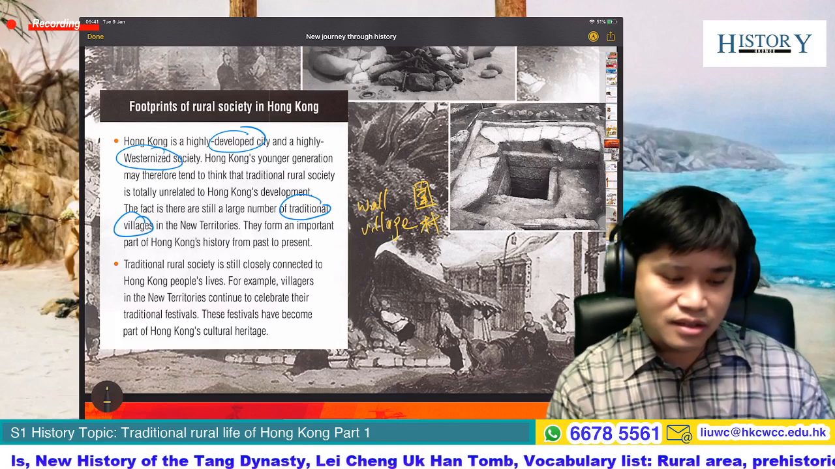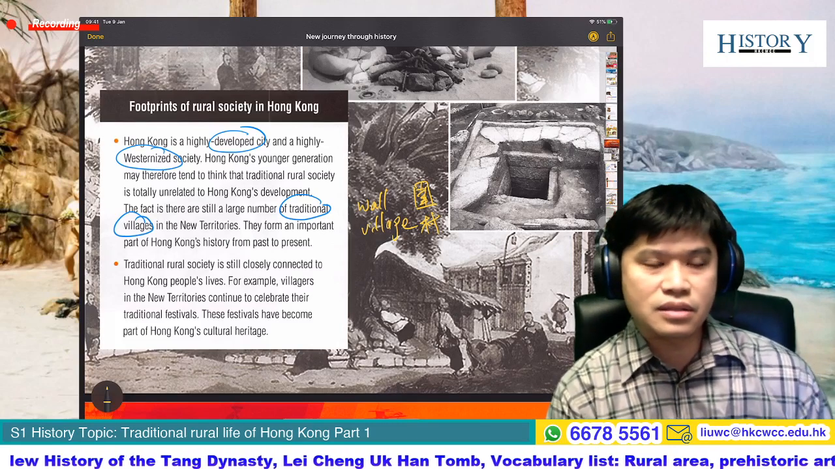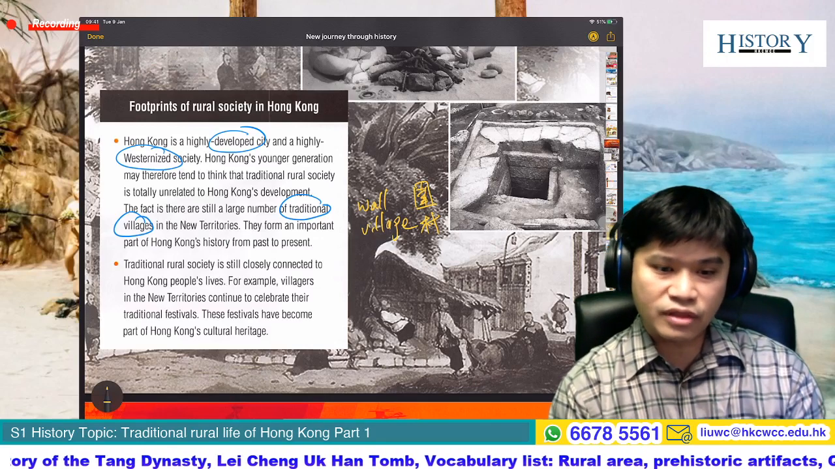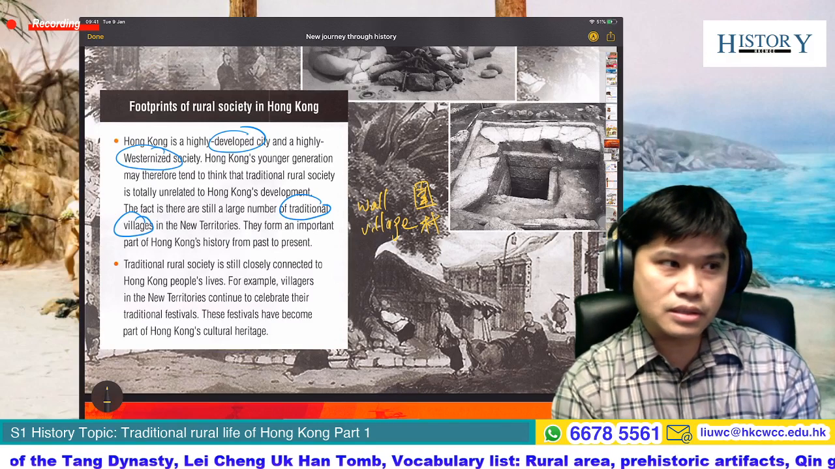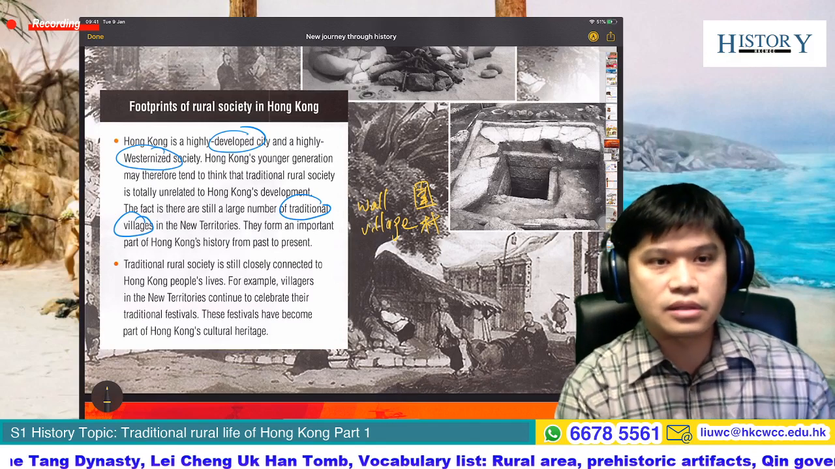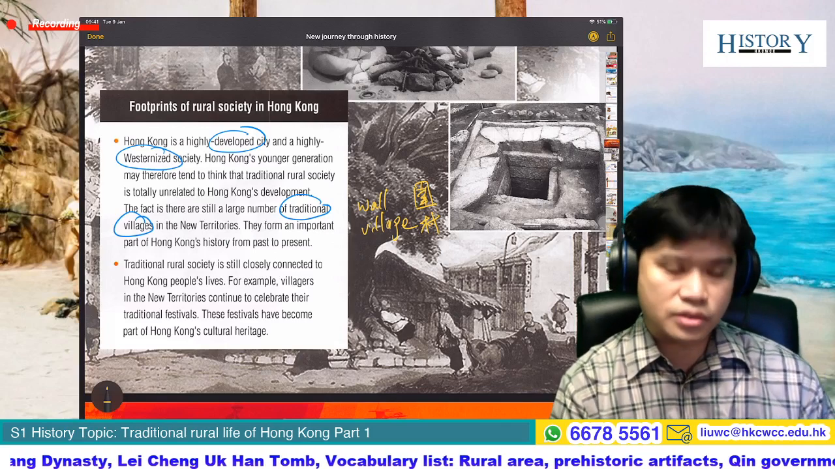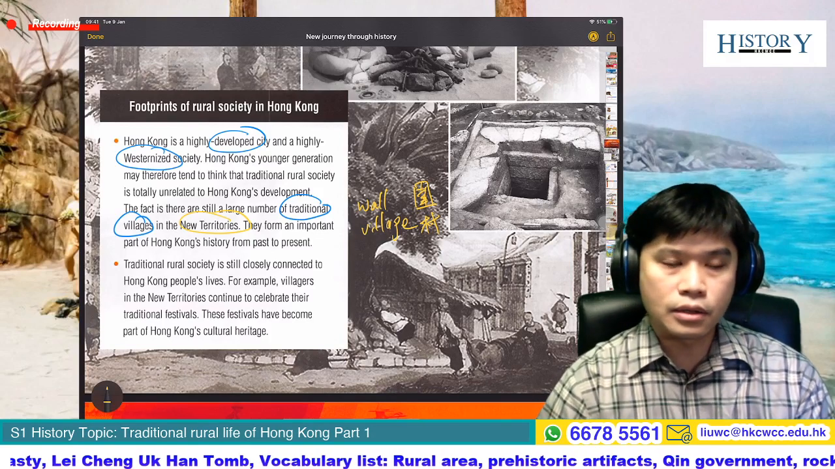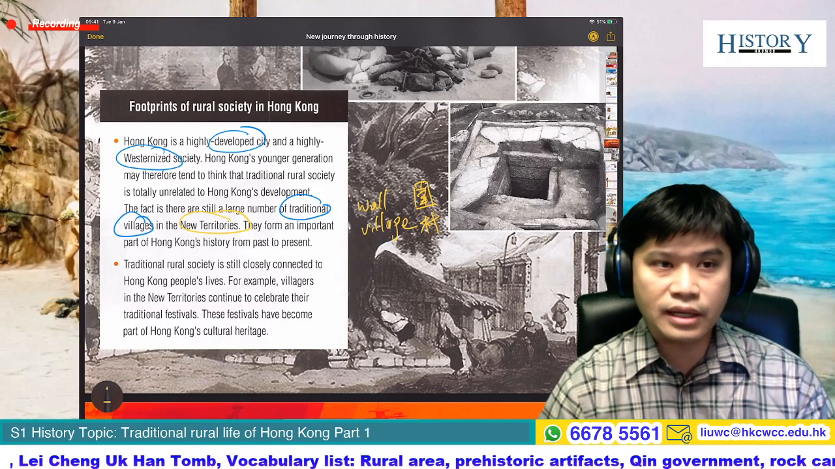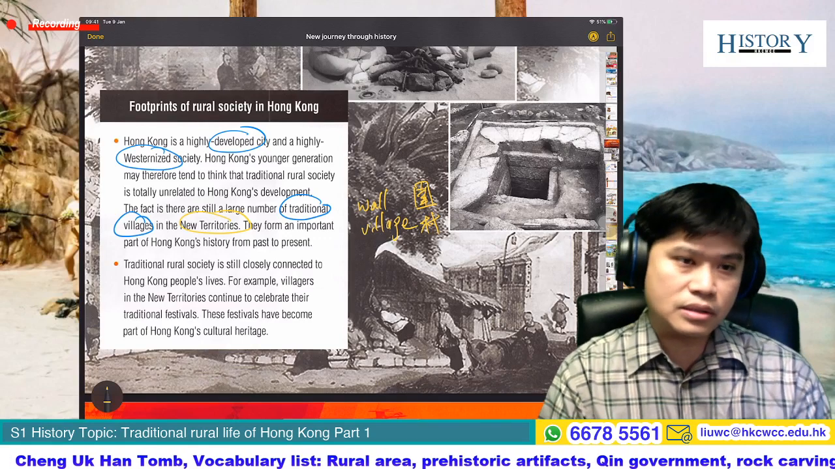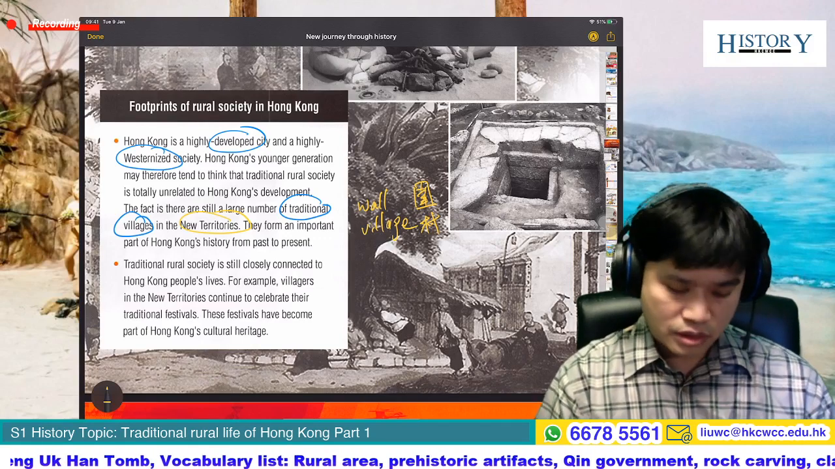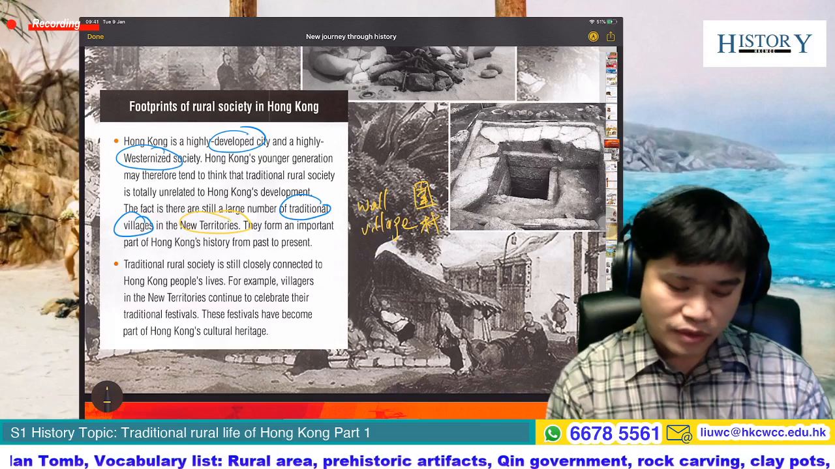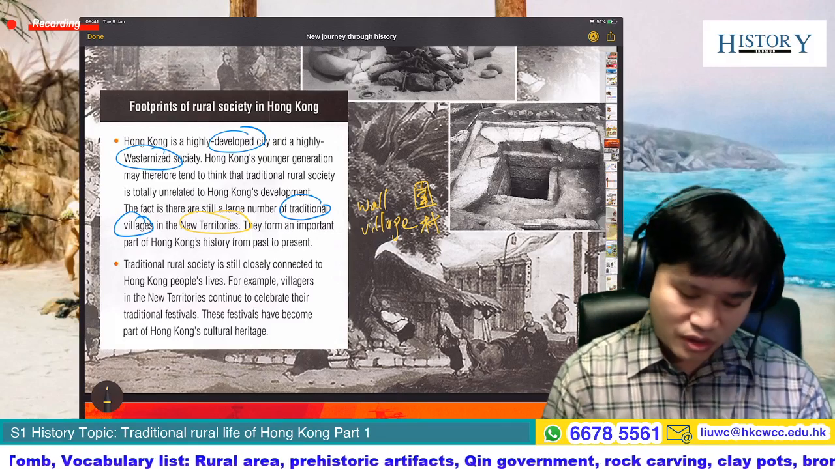If you study in Eastern District, I think not many of you live or have lived in a walled village, because in the Eastern District there are not many walled villages. Most walled villages are in the New Territories, for example in Yuen Long, Tuen Mun, Sheung Shui, or even Tai Po. Like for Mr. Liu, I lived in a walled village before. And they are very important for Hong Kong history.